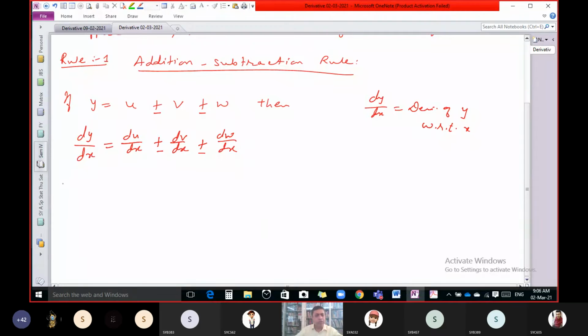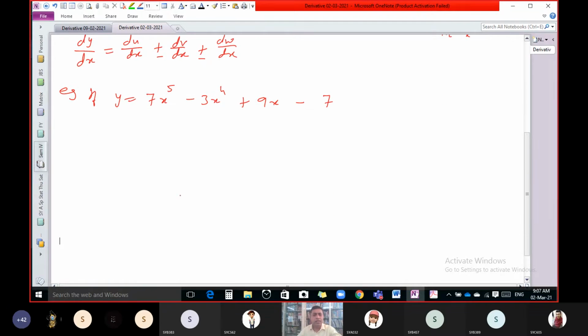So let us take one small example. If y equals 7x raised to 5 minus 3x raised to 4 plus 9x minus 7, and if you want to find dy by dx, simply, what is the derivative of 7 into x raised to 5? 5 into x raised to 4, so 35 into x raised to 4. Perfect. Then the sign is minus, so you have to write the minus sign.